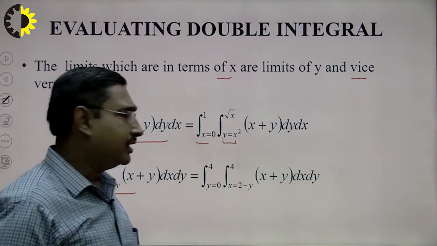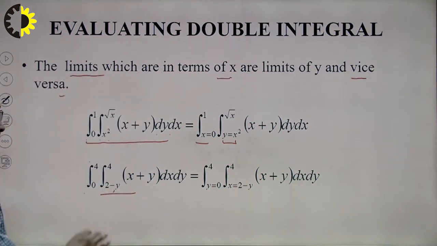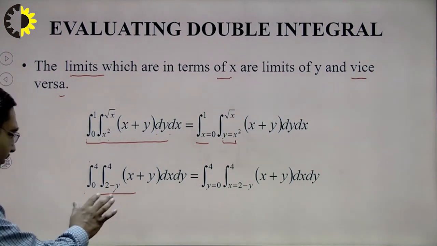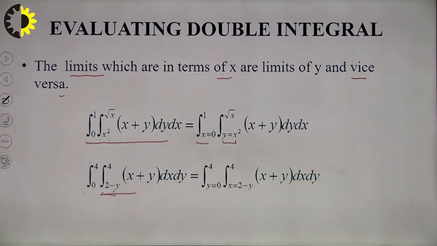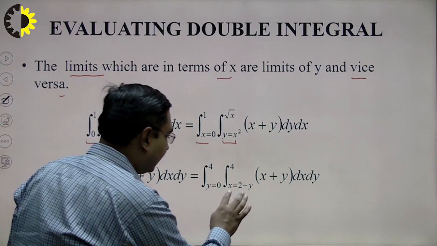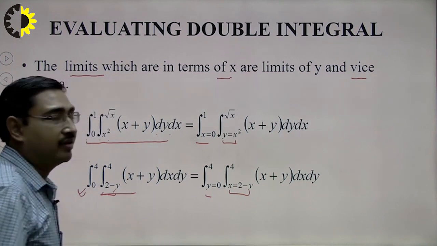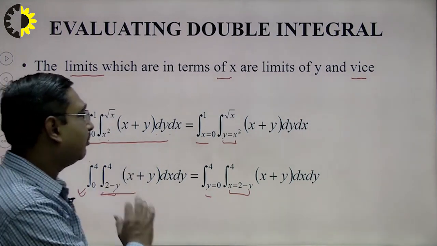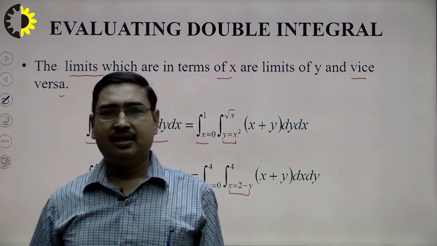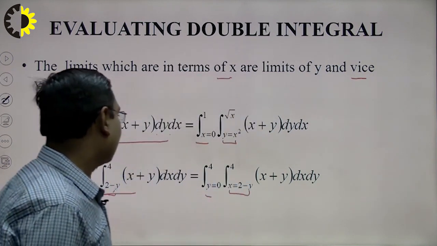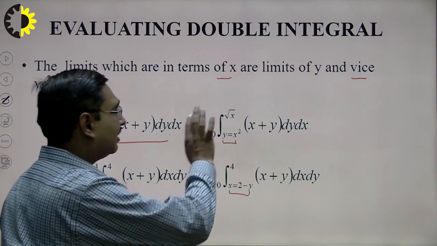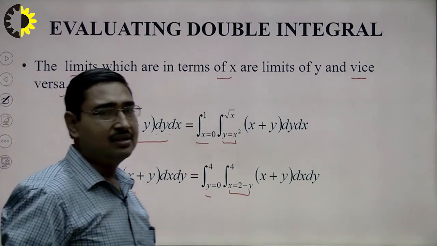We are not told whether these are limits of x or limits of y. Then we must know, because these limits are in terms of y, definitely they will be the limits of the other variable, that is x. So, limits of x are from 2 minus y to 4, and the remaining, outside limits will be the limits of y. With the help of this slide, now we can easily identify what the limits of x and what the limits of y are if limits are given but the variable is not disclosed.